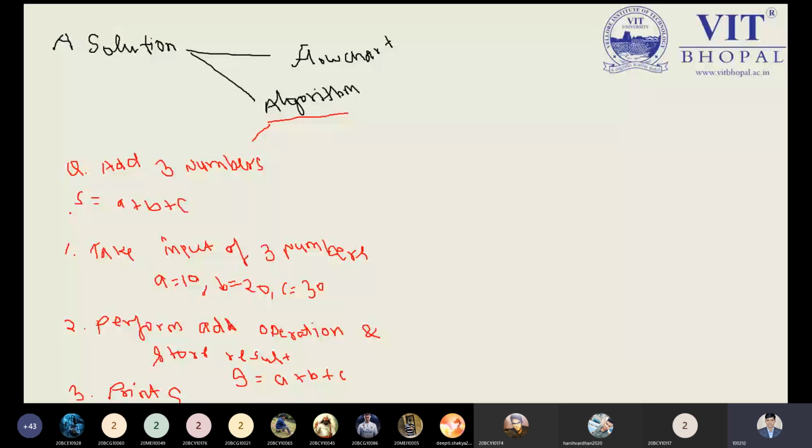So this is your writing way of the algorithm. Now is it clear to all, or any doubt, then you can ask me.